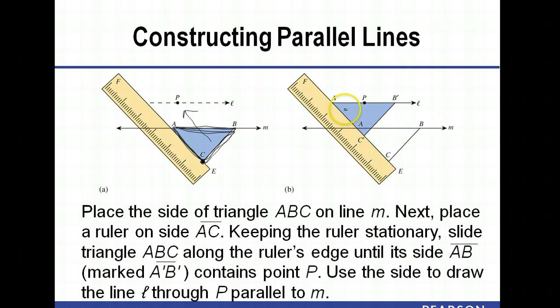If you slide it up the ruler, always maintaining that AC is on that ruler and the ruler does not move, then the new resulting top of where this triangle is, where AB ends up, will be parallel to the original line M that you started with. So this is a basic, rudimentary construction of a parallel line.